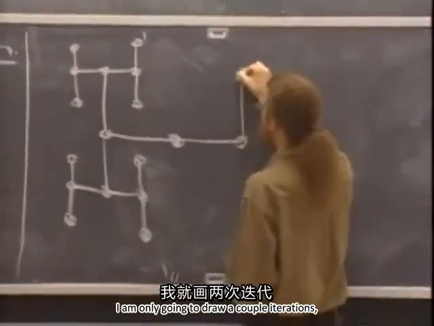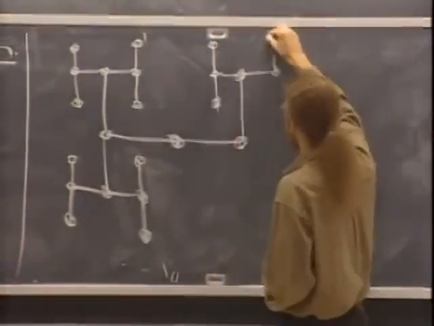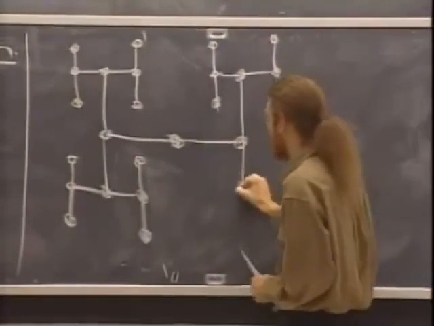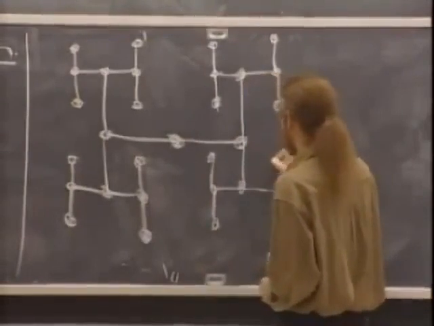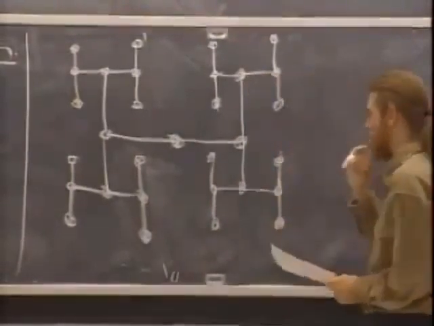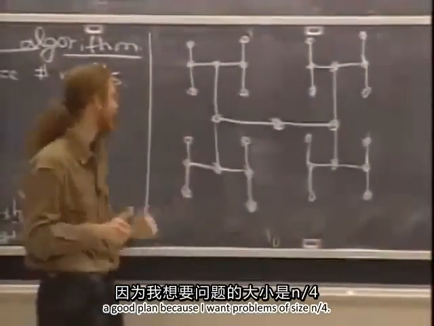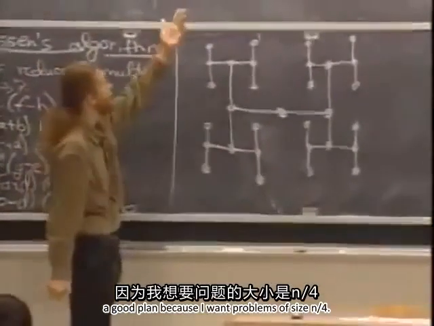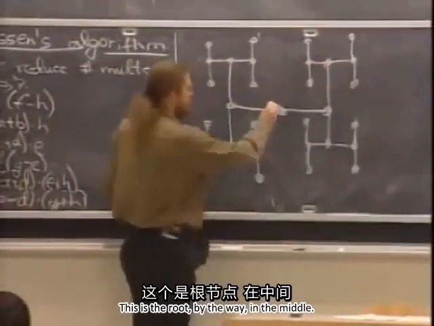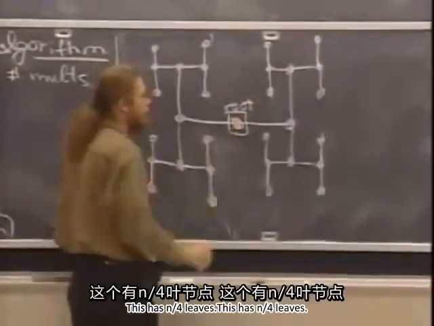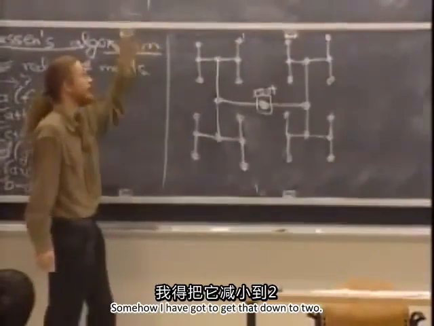I'm only going to draw it a couple iterations, but hopefully you can imagine the generalization. Okay, so I take H's. I take 4 H's. Good plan, because I want problems of size n over 4. Right? This has n over 4 leaves. This has n over 4 leaves. This is the root, by the way, in the middle. This has n over 4 leaves. This has n over 4 leaves. So I have 4 problems of size n over 4. Somehow I've got to get that down to 2.